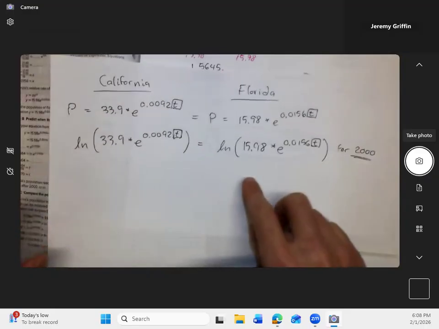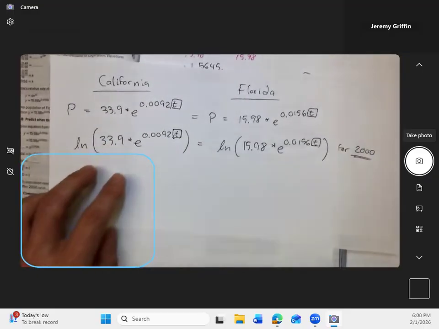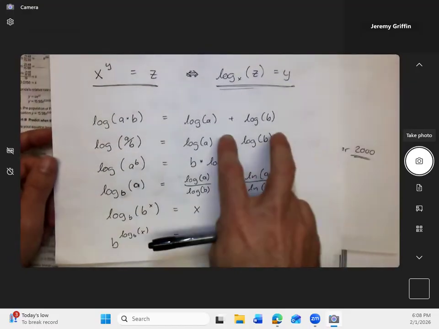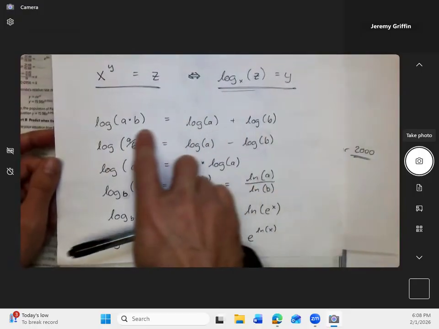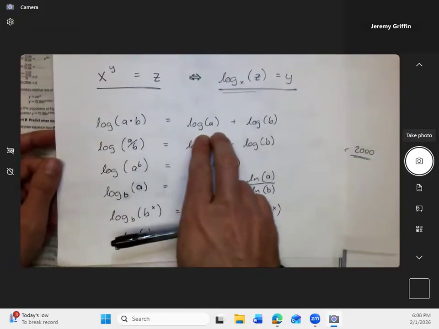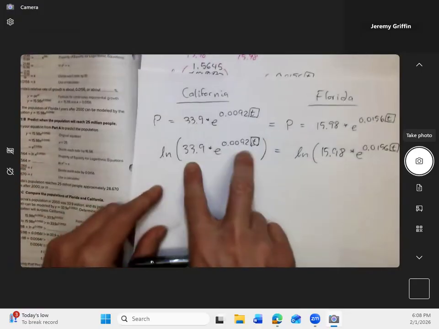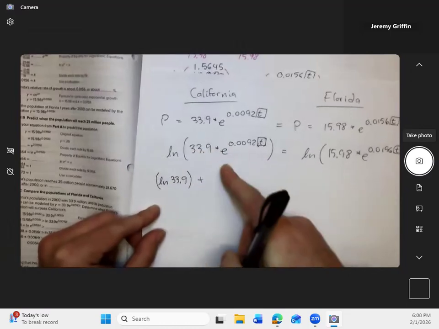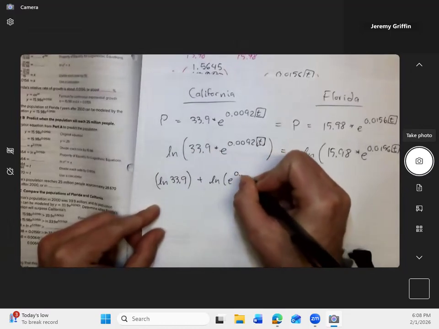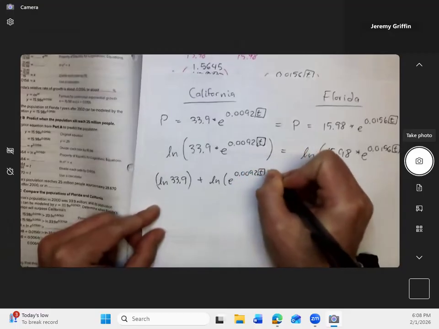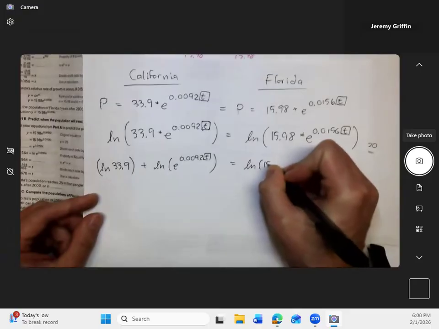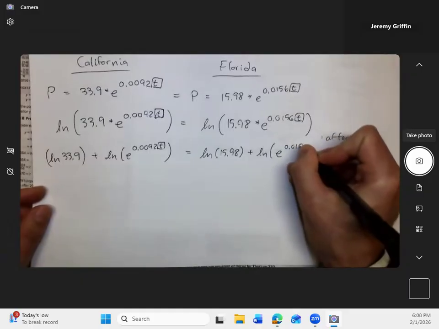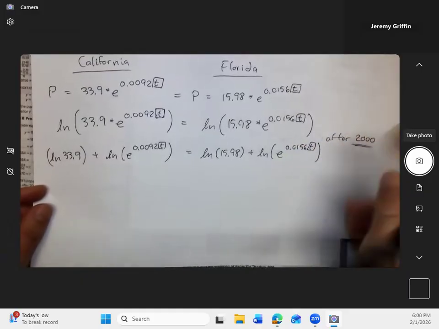Now the t we're solving for is showing up in two places, and we're about to pull it out. I have taken a natural log of things multiplied together. I should have flashed all these log rules up here before. The next rule I'm going to apply is this product property right here: log of a times b is log a plus log b. I can do that on both sides. So on the left side, it's going to be natural log of 33.9, which is just some number, plus natural log of e to the 0.0092t, is equal to natural log of 15.98, again just some number, plus natural log of e to the 0.0156t.